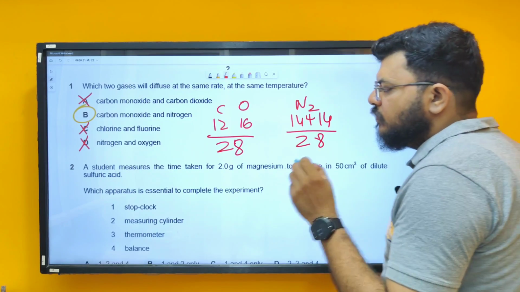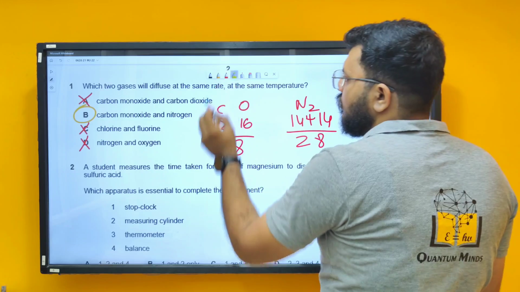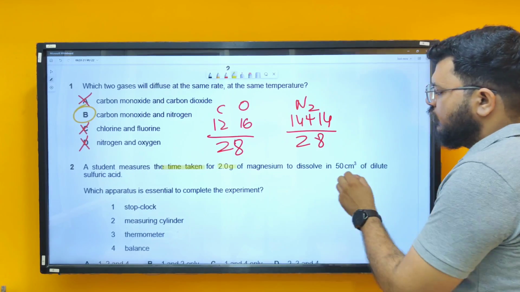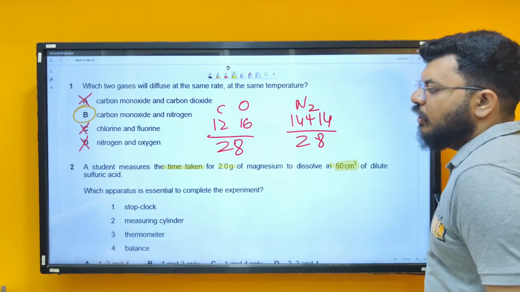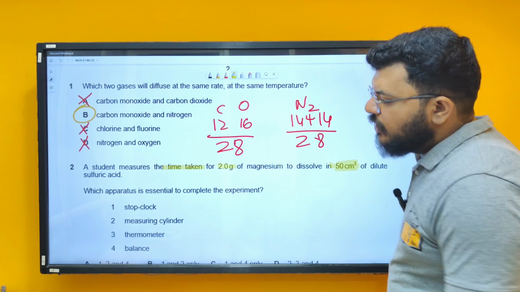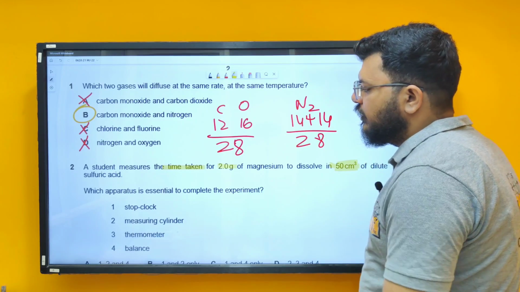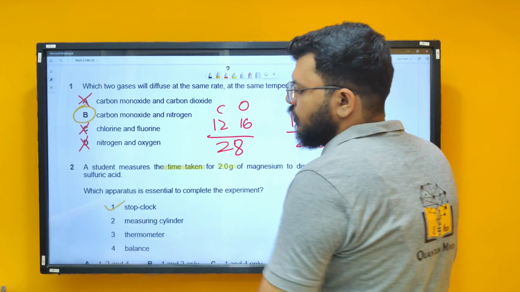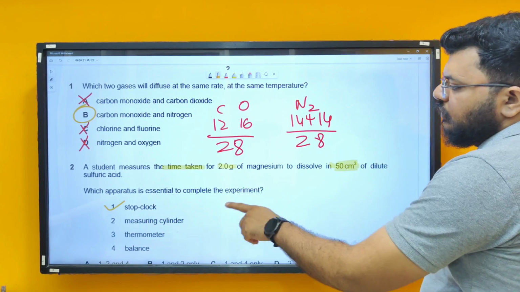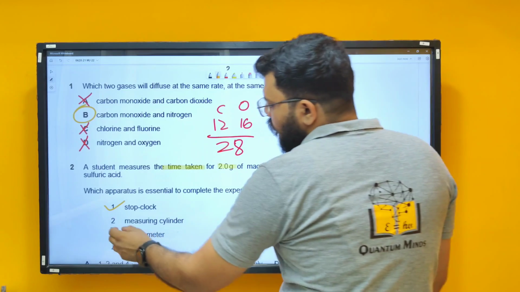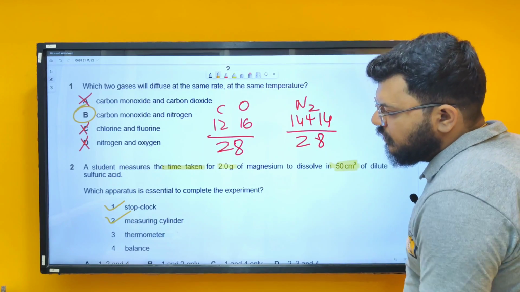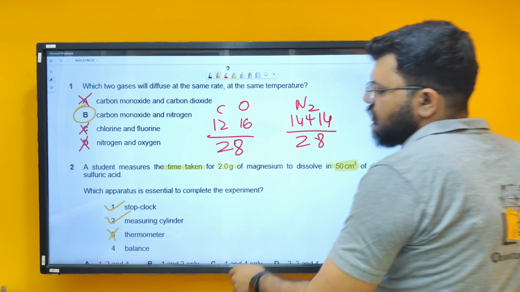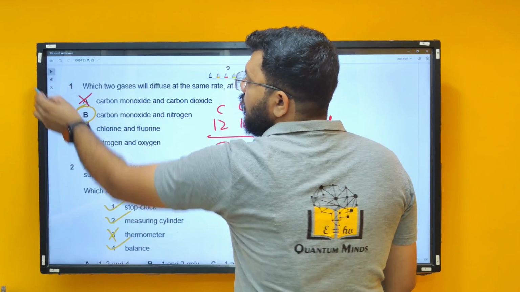It says a student measures the time taken for 2 gram of magnesium to dissolve in 50 centimeter cube of dilute sulfuric acid. What apparatus is essential to complete the experiment? What do you need? You need a stop clock, yes, because you are measuring time. Do you need a measuring cylinder? Yes, you are measuring volume. Do you need a thermometer? No, because you are not measuring temperature. But do you need a balance? Yes, you are measuring 2 gram of a reactant.